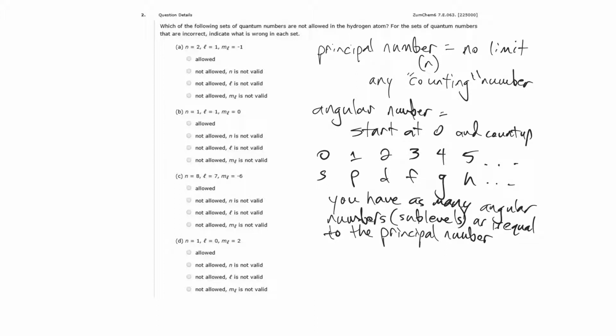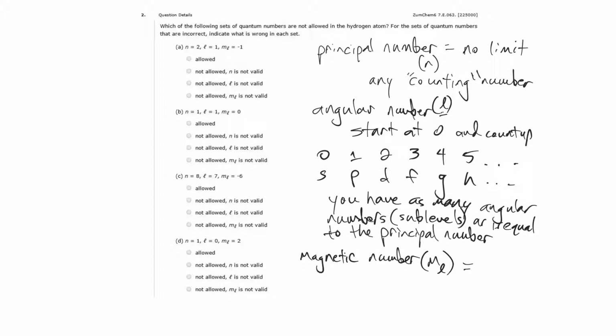But if your principal number is 3, then you can only list out the first 3 angular numbers, which only gives you a value of 2. Oddly enough, it's 1 less. Your angular number can be no more than 1 less than your principal number. And if that's not confusing enough, by the way, the abbreviation for angular number is a cursive L. Then we have another one, called magnetic quantum number, whose abbreviation is an M with a subscript L.